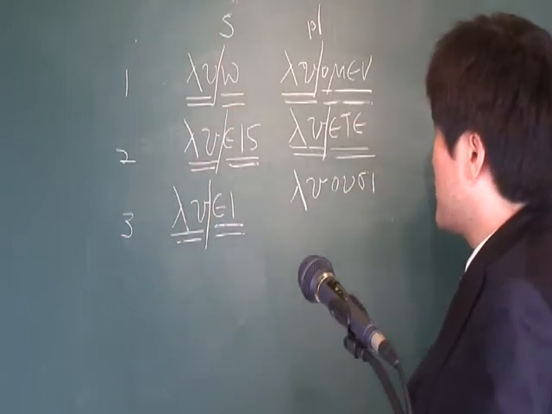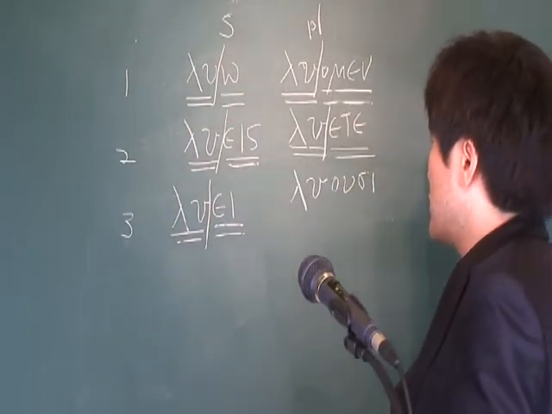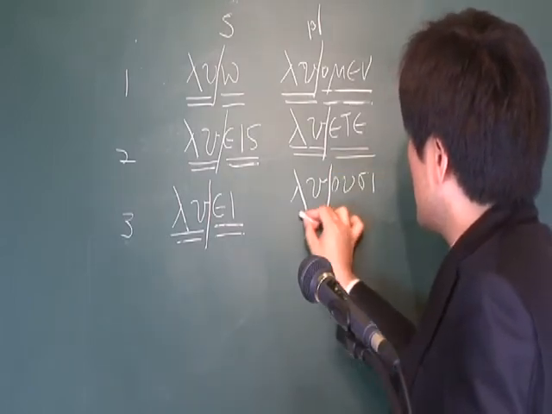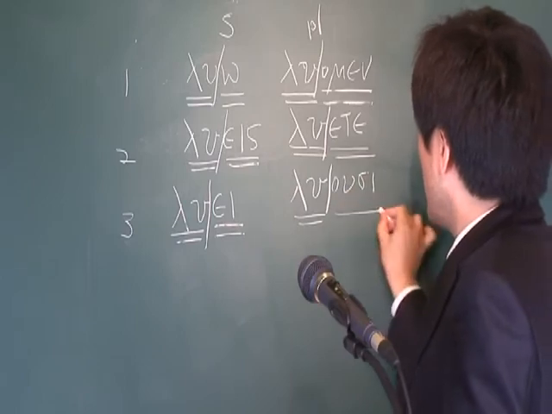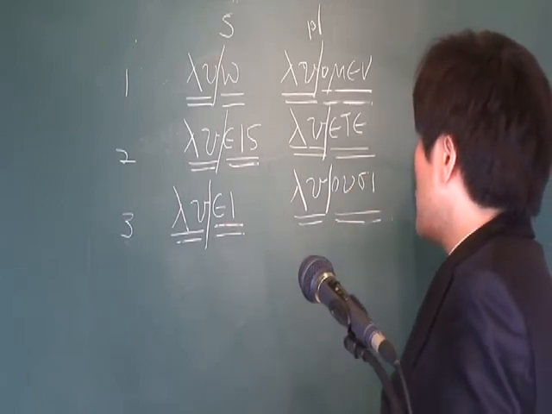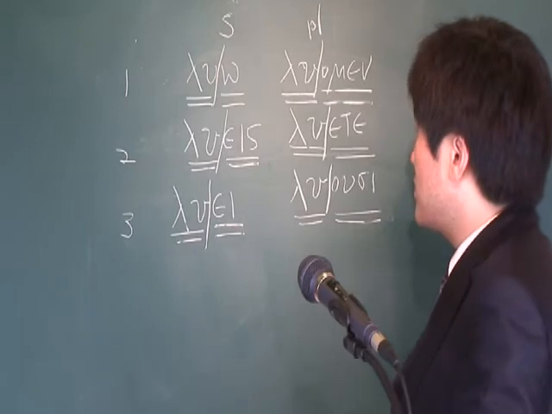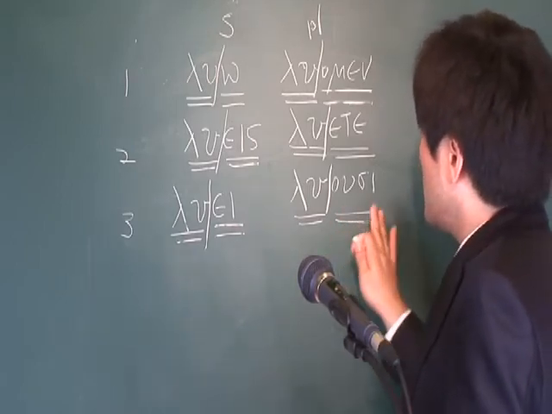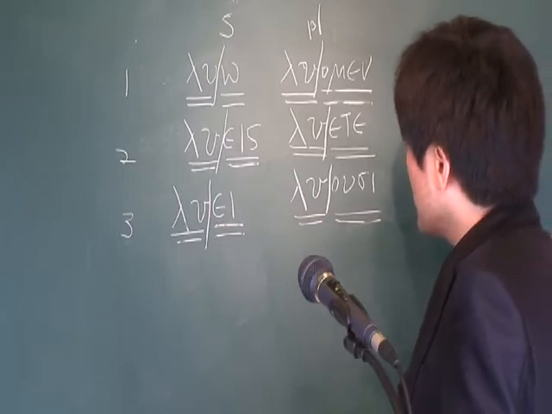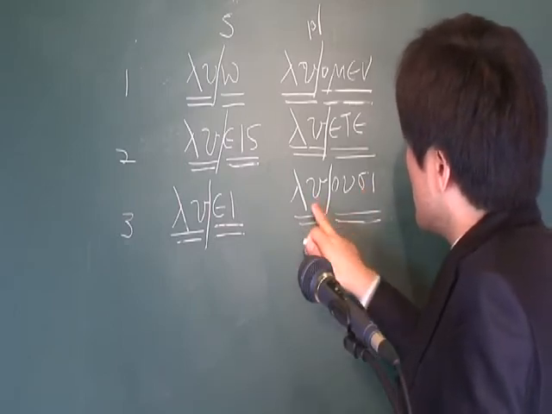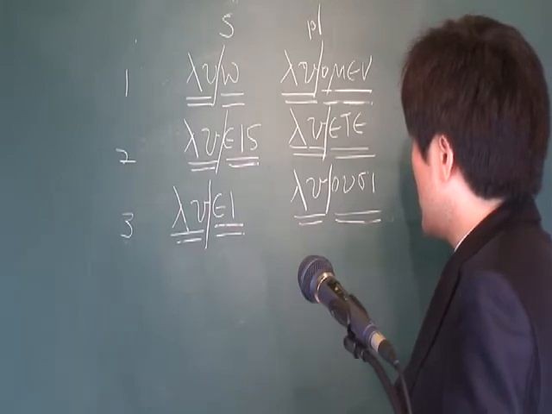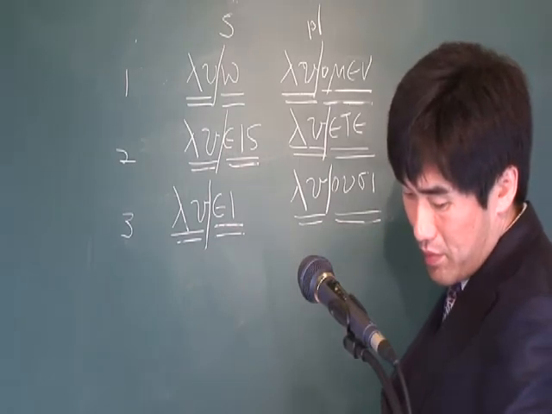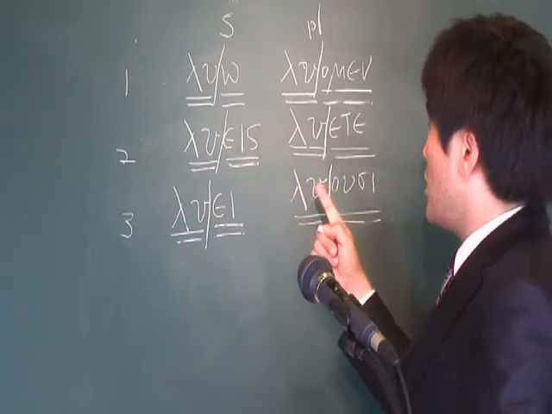Legeis. Legei. Legomen. Legete. Legousi. These are the 6 different forms.